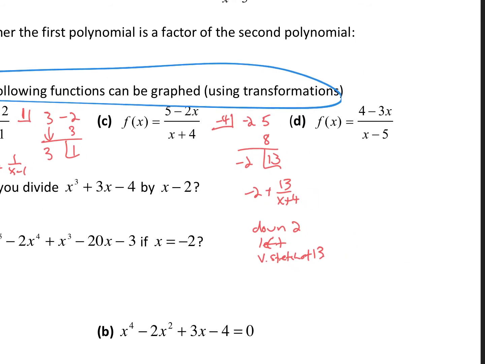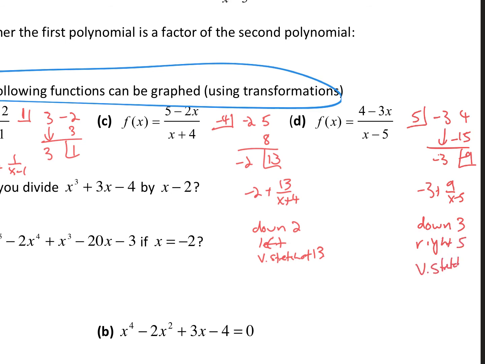Lastly, this last one, let's see, I have a 0 of 5, that'd be negative 3 plus 4. And when I do that, I get negative 3, negative 15, negative 9. So my remainder is 9 there. Put that over x minus 5. So this would be down 3, right 5, and vertical stretch of 9.